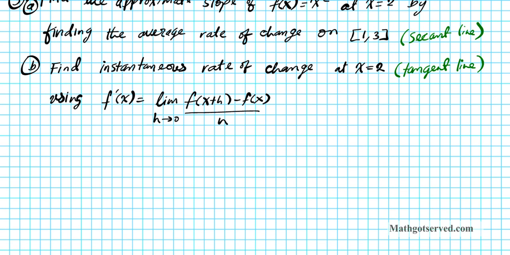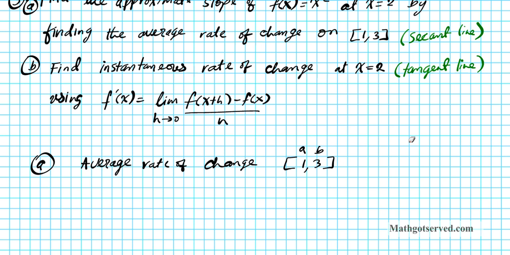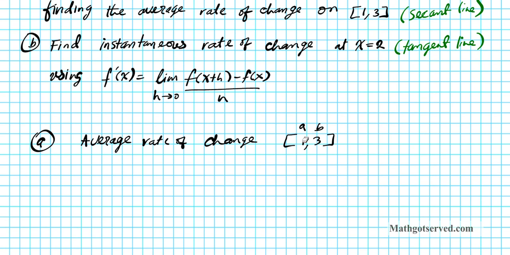Alright, so let's start with the A part. Let's find the average rate of change on [1, 3]. You want to note that these are x values, so I'm going to call this a, b. These are x values, that's why they're in brackets, not in parentheses. So please do not call this x and y, that's inaccurate.